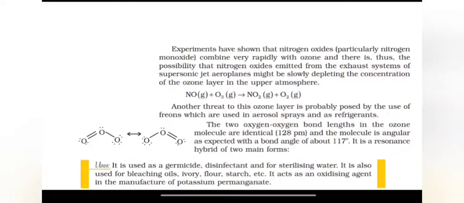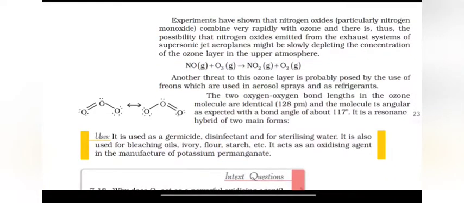It is a resonance hybrid of two main forms. It is used as a germicide, disinfectant, and for sterilizing water. It is also used for bleaching oils, ivory, flour, starch, etc. It acts as an oxidizing agent in the manufacture of potassium permanganate.